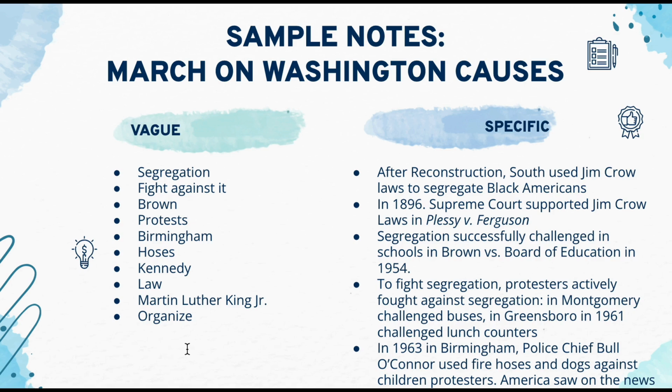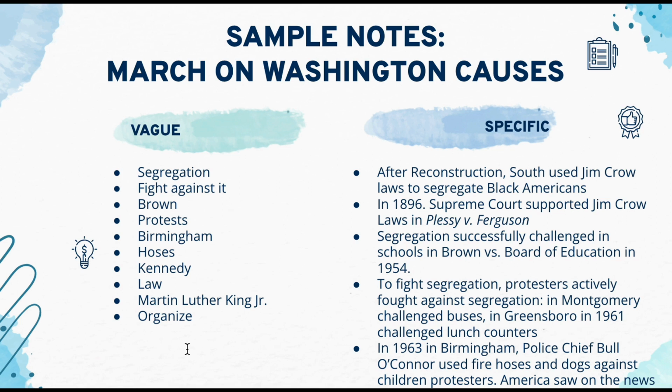I have segregation, fight against it, Brown, protest, Birmingham, hoses, Kennedy, law, Martin Luther King Jr., and organize. But those notes don't necessarily give me enough to write a story unless I remember all of the facts surrounding them. I'd have to go look up those facts when I would go to writing in the next step. So instead, you want to be more specific. So here are my notes that are more specific.